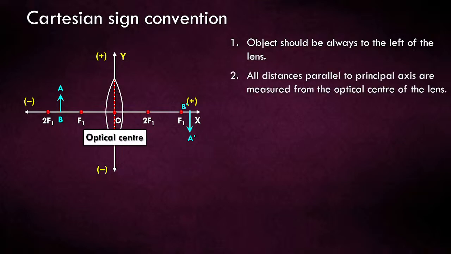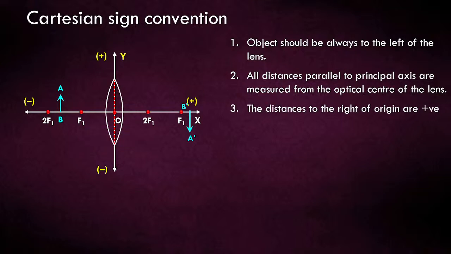Okay. Second condition, look at this. All the distances parallel to the principal axis are measured from the optical center. Whenever you are going to measure between O and F1, on this axis, I am going to measure from O only. I will not measure from B. If I want to measure the distance, remember, I will take it from O to F1, okay? And F1 or the object, sorry.